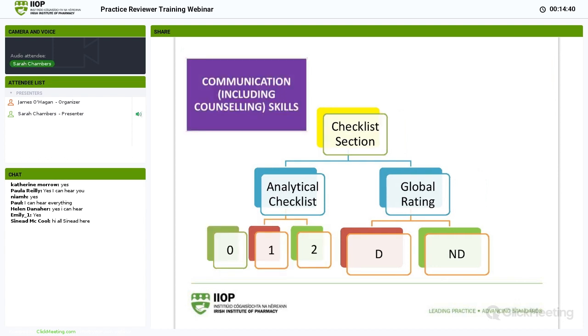The analytical checklists are broken down into a 3-point scale. That's based on feedback from yourselves that it was quite challenging actually to use a binary scale for the communication skills, whereas the global rating will remain the same as a demonstrated or not demonstrated overall. I will go through the global rating and the analytical checklist in a little bit more detail now.